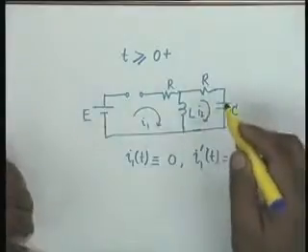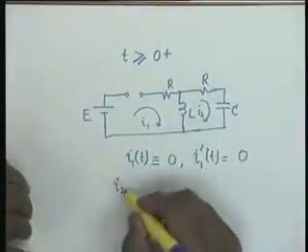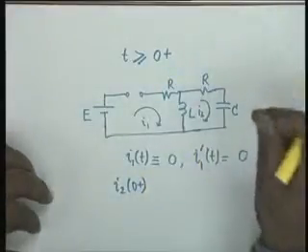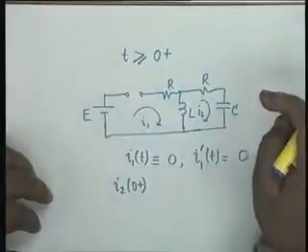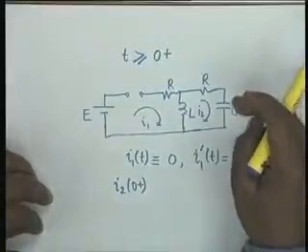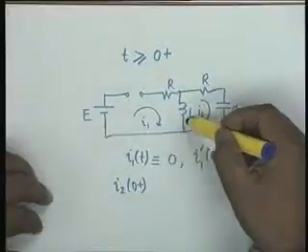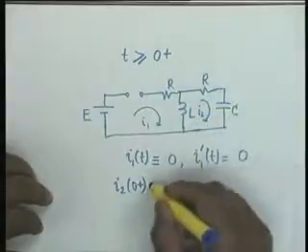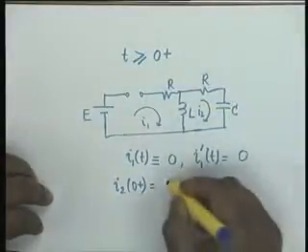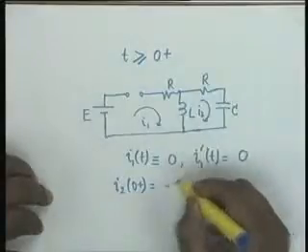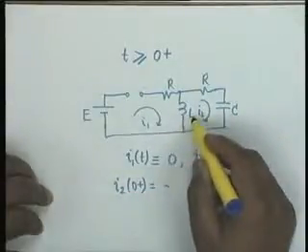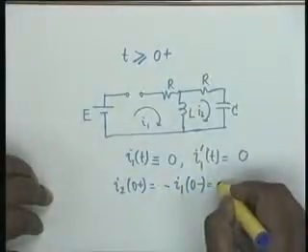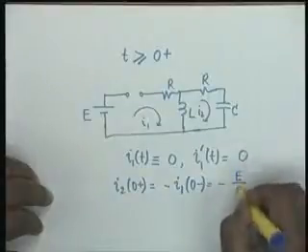However, I2(0+) would be found out from considerations of continuity of current in an inductor. You see, the current in this inductor L has to be continuous from 0 minus to 0 plus. Now therefore I2(0+) would be equal to minus, you see I1 and I2 are in opposite directions, so minus I1(0-), and we know what this is, minus E by R. Is this point clear?